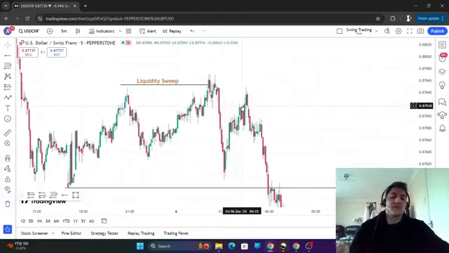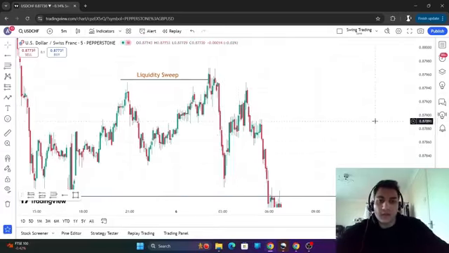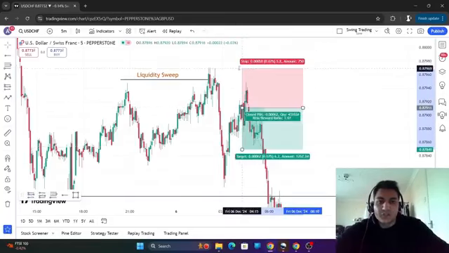And someone was also asking me, does it have to be a fair value gap? No, I'll show you both examples. It doesn't have to be a fair value gap. Fair value gap is just easy because everyone understands it, don't they?